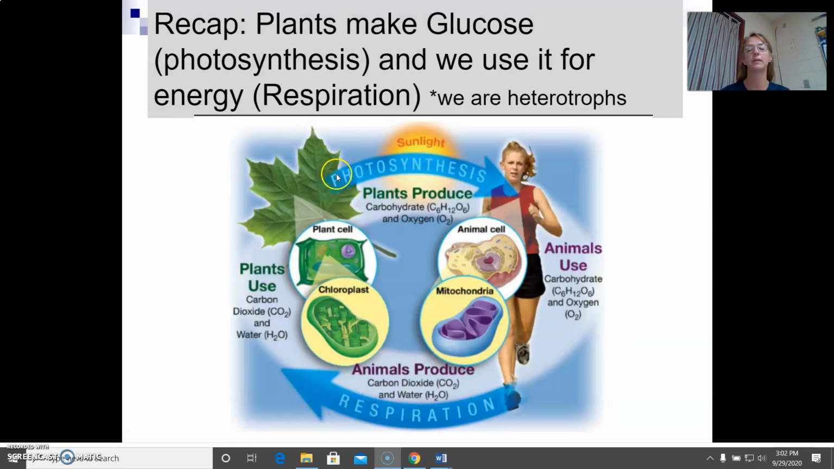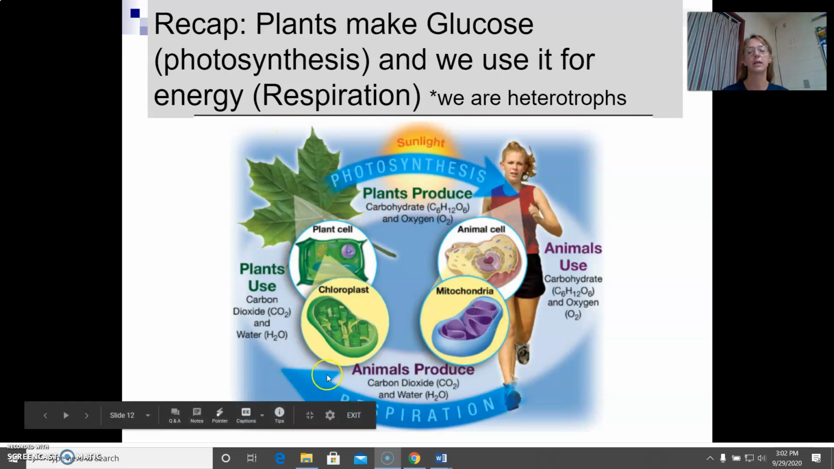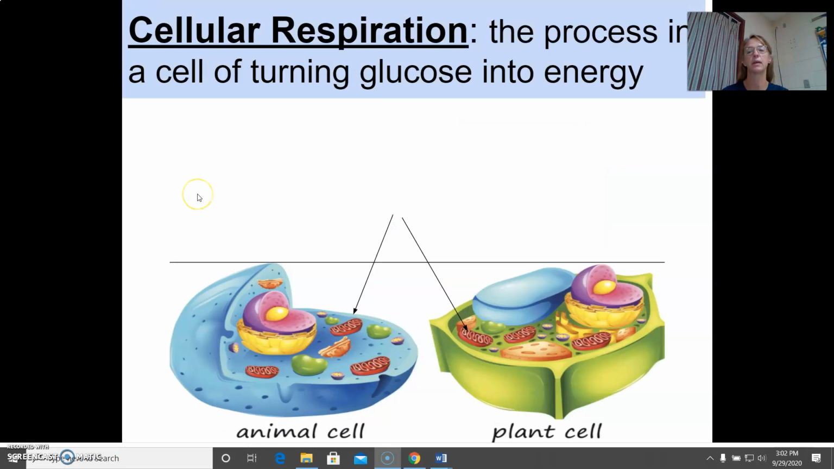Here's another way to look at it. Plants do photosynthesis. We eat the plants. We do cellular respiration to make energy. Plants also eat themselves and do cellular respiration to make energy.